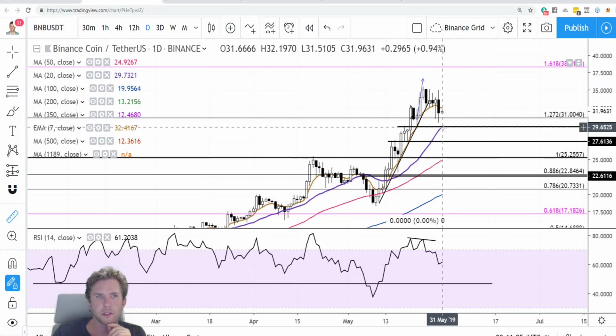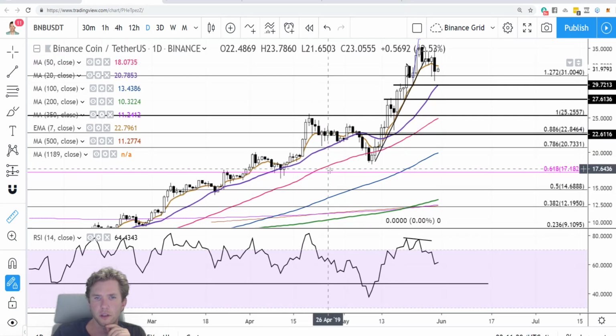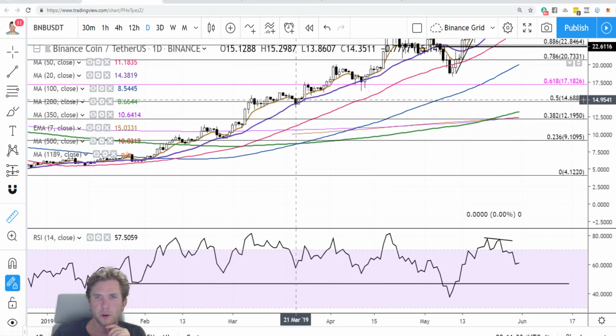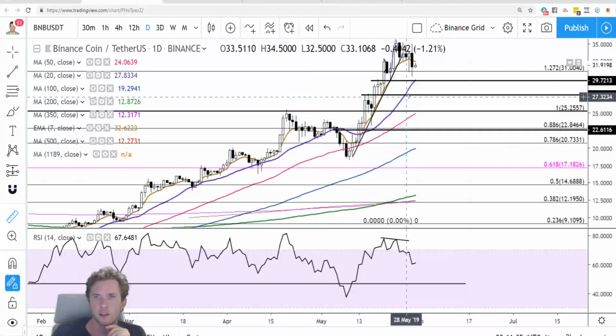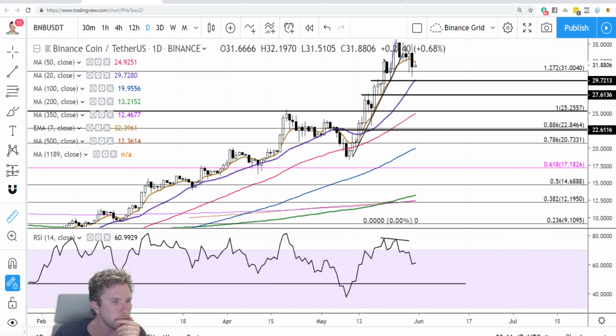I would look to buy on this 20 moving average. Look what it did before. Supported, supported, supported, supported. So if we can get down to this, and this is dynamic, okay? So it's not just the $30 level, but I would look for a breakdown again around the $30 mark, and that's probably where I'd buy BNB.